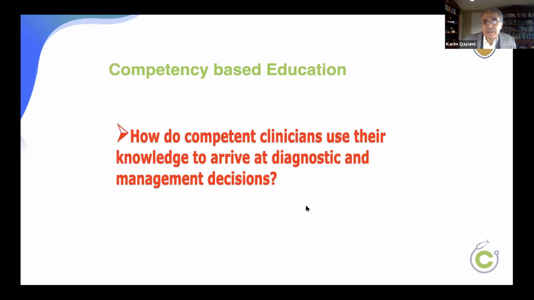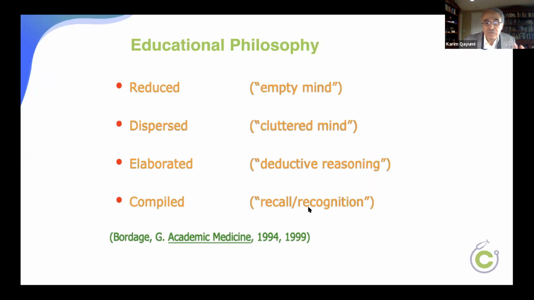On the other hand, let's look at how we gain competencies. How do competent clinicians use their knowledge to arrive at diagnostic and management decisions? Research has shown usually 4 types of thinking: reduced thinking, dispersed thinking, elaborated thinking, and compiled thinking. We're not going to talk about the reduced and dispersed thinking because we don't want to teach our students through these types of thinking.